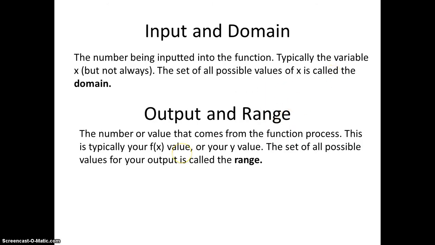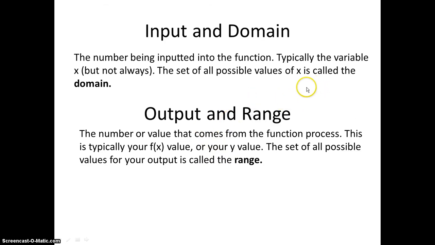All right, input and domain. The number being input into the function, right? So you have a function, you have to put something into it in order to get something out. This is typically the x variable. All possible values of the input is called the domain. Output and range, the value that comes from the function process. This is typically your f of x value or your y value. The set of all possible values for your output is called the range.